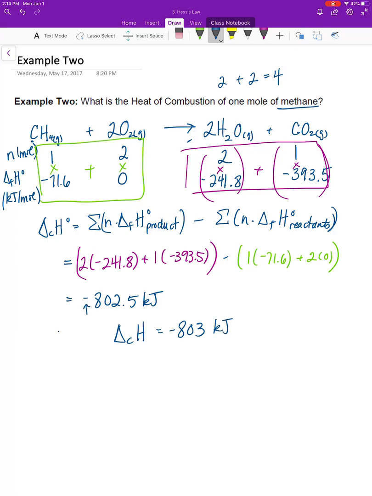If you don't get that negative number, because that tells us it's exothermic, something went wrong. So if you get a positive number, you did something wrong and you should retry it.